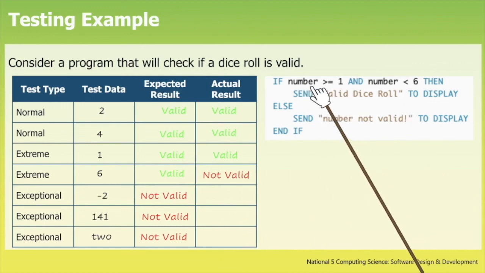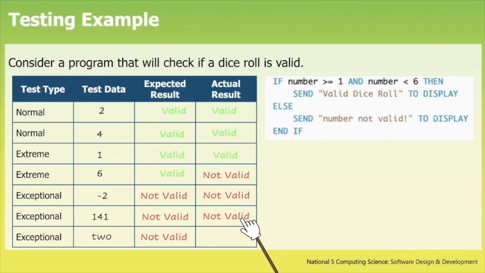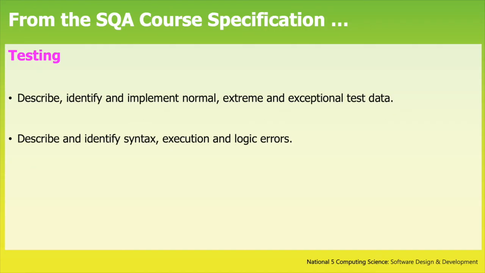Exceptional -2 doesn't match that criteria, so we're going to get not valid. 141 not valid. In our case, if I was to type in the text two, I would get an error, and that's because my program's not expecting text, it's expecting numbers, and that would cause an execution error. Having gone through testing, you should now be able to describe and identify syntax, execution and logic errors, and be able to describe, identify and implement normal, extreme and exceptional test data.